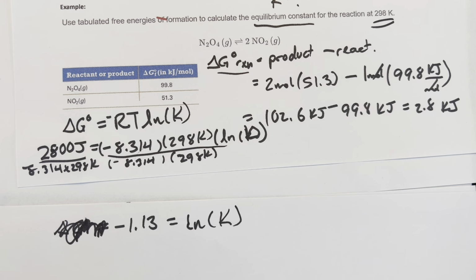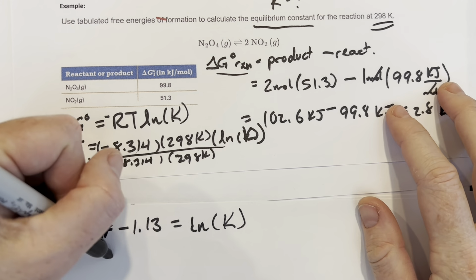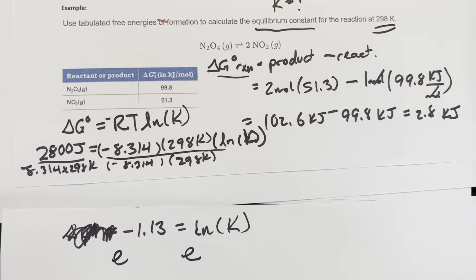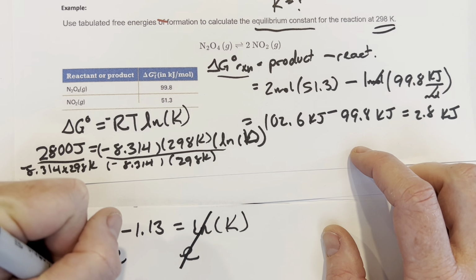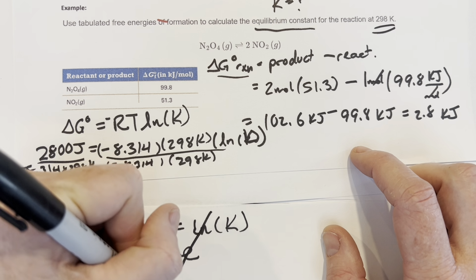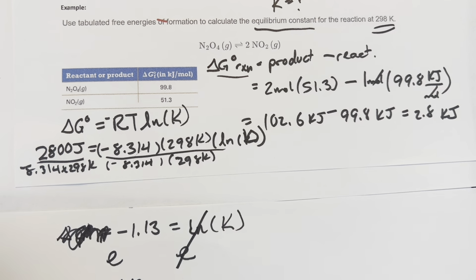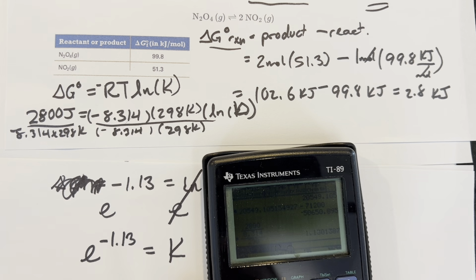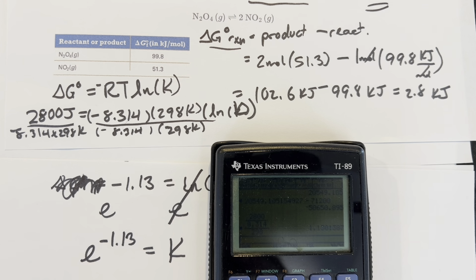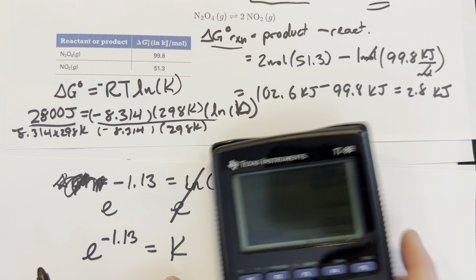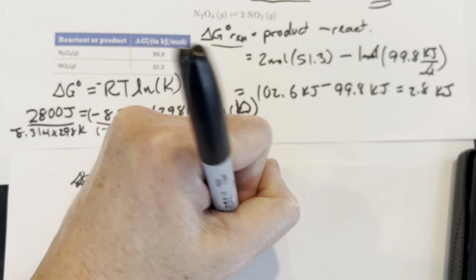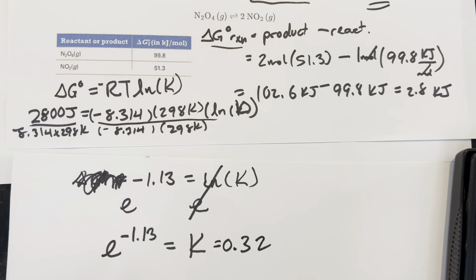All right, but we're not done yet because we have to solve for K. In order to get rid of this natural log, we're just going to take Euler's number, this e, to each side. And what that does is it essentially cancels that out. And so we have e to the negative 1.13 equals K. So I'm going to take e, which happens to be this button right here, and then to the negative 1.13. And I get an answer of 0.32 as my final answer.